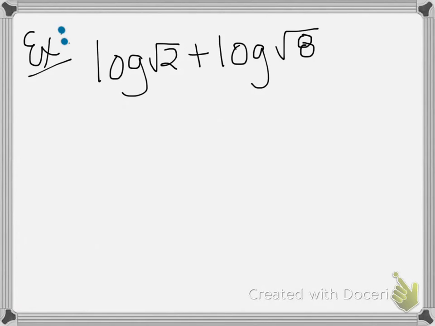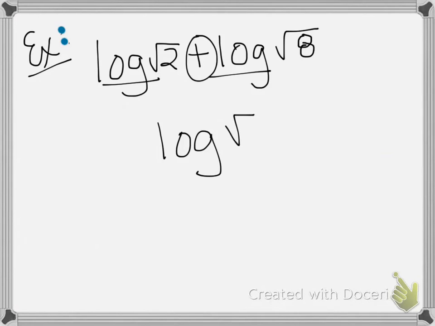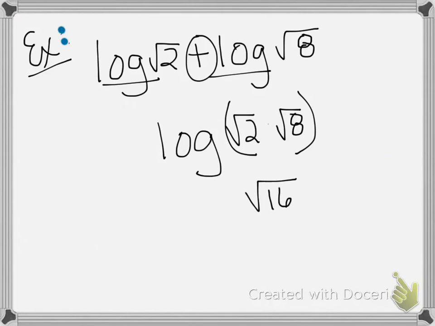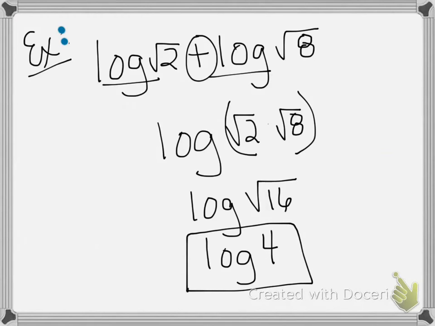If I have the log square root of 2 plus log square root of 8, since it's addition of logs, I can condense this into log square root of 2 times square root 8. The square root of 2 times the square root of 8 is the square root of 16. So this is log square root of 16, which is, the square root of 16 is 4. So I have simplified my initial problem from being two logarithms into one logarithm that, if I have my calculator, I can actually put this in the calculator and get a value. That's one way you might see this.